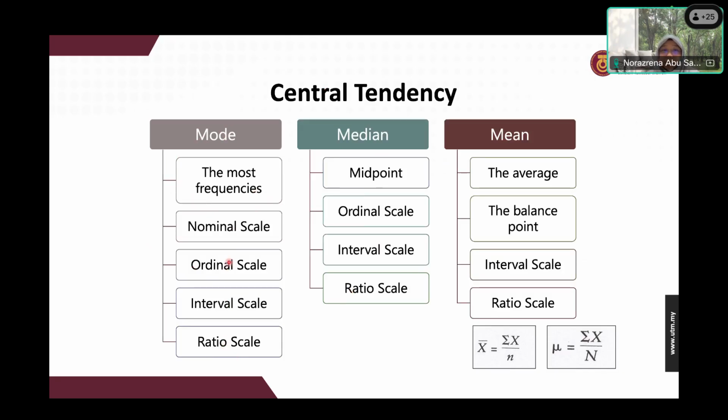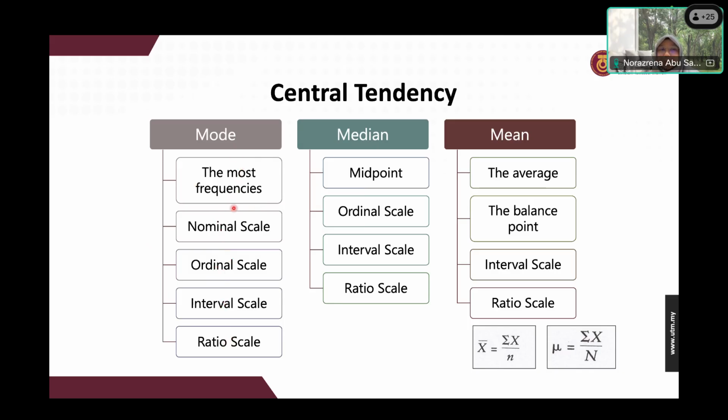Let me remind you again. Nominal and ordinal are discrete variables. Interval and ratio are continuous variables. Because mode is the most frequent value, we just count which has the highest frequency. Let's say we choose countries: which country has the highest number of students in UTM, for example.